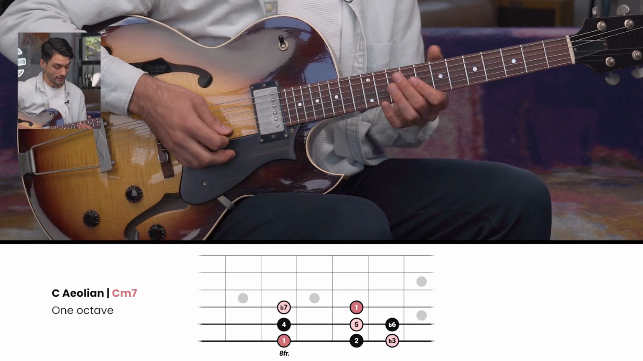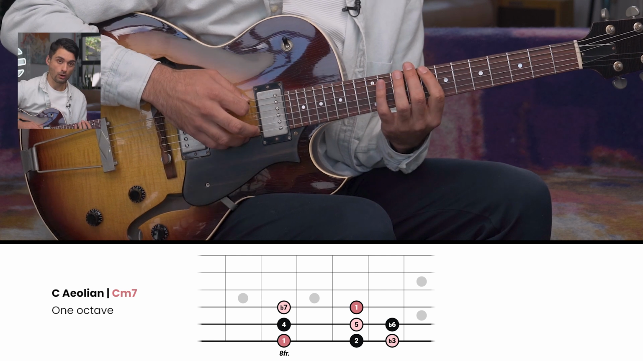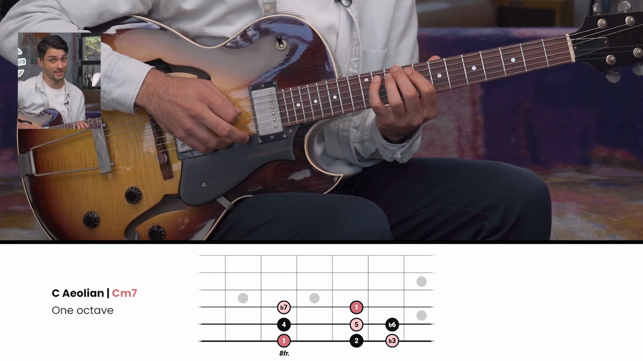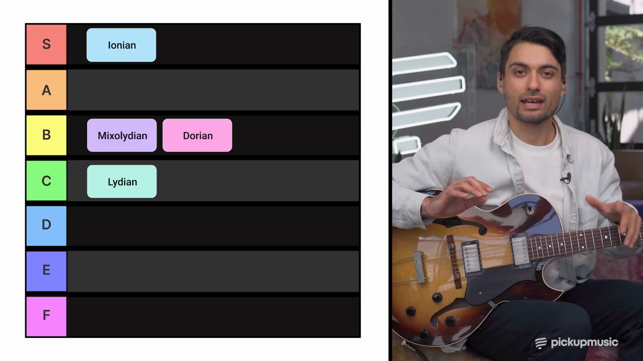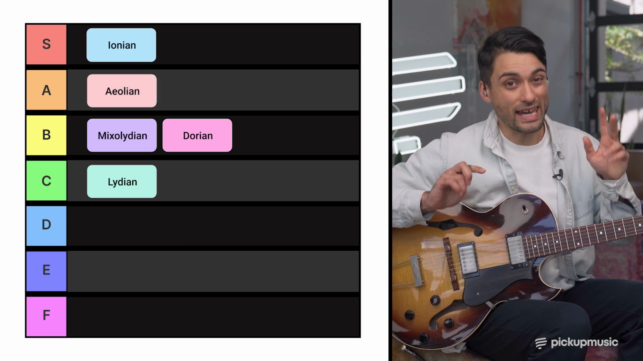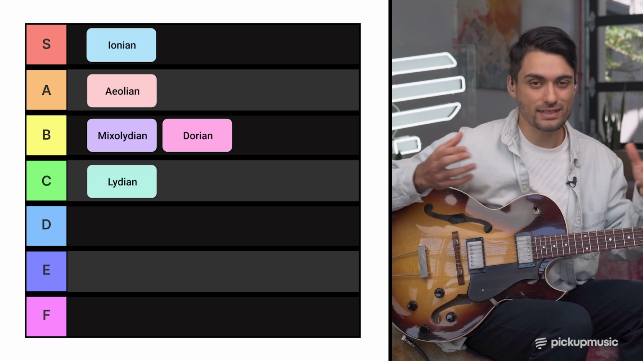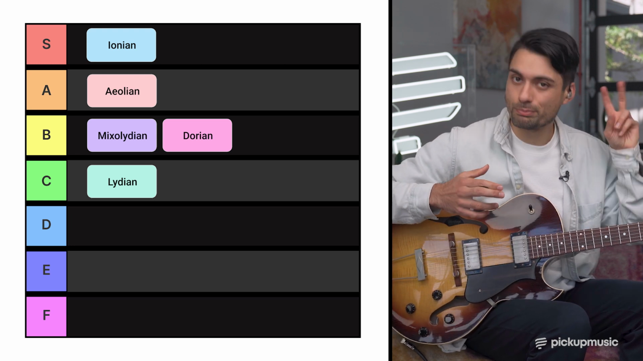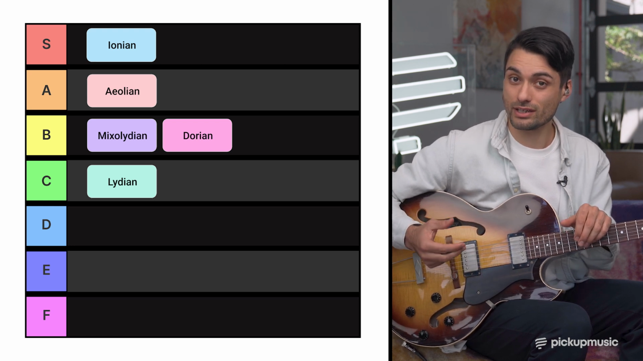You use it over minor seventh chords and minor ninth chords, and it consists of 1, 2, flat 3, 4, 5, flat 6, flat 7, and the root. And I'll be putting Aeolian in the A tier because, as I said, if a song's in a minor key, this is your go-to scale. It's way more common than Dorian in popular music, and it's one of the first scales that we'll hear and play on the guitar.